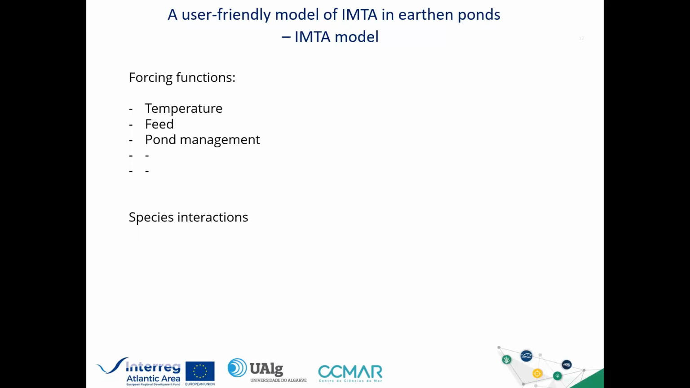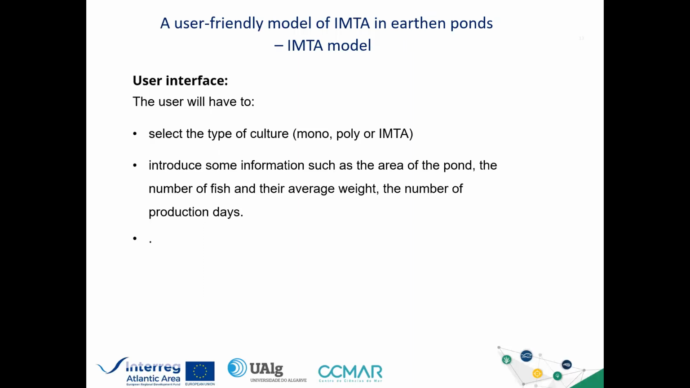We have some forcing functions. The temperature is important for the organisms that we are producing. They grow faster with higher temperatures. Also, the feed that we are adding to the pond, the pond management, the water renewal, for instance, the aeration to increase the amount of dissolved oxygen in the water, and the species interactions.